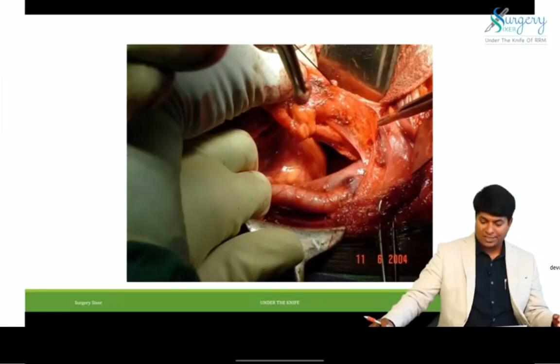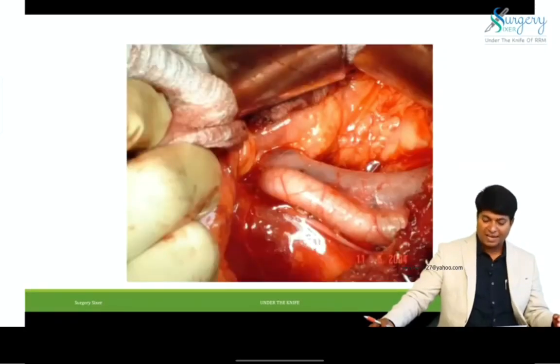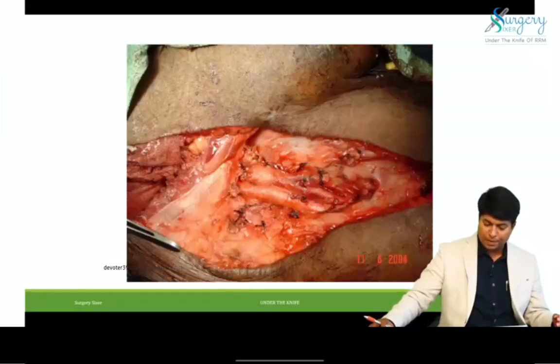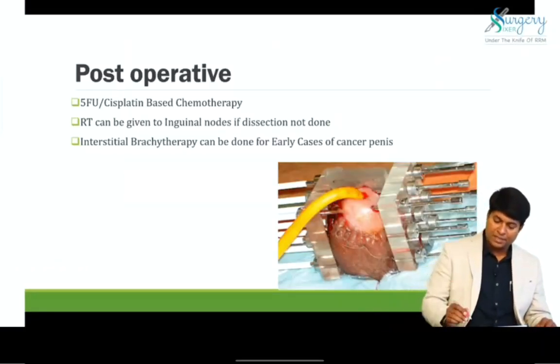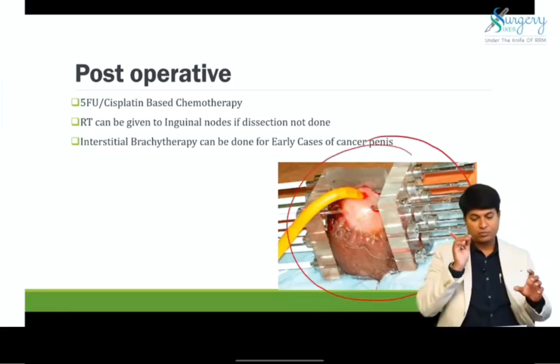So ilioinguinal block dissection operation going on. All the nodes in the inguinal region and iliac region are removed. And you can see the external iliac artery and external iliac vein exposed. We have to use the sartorius muscle to cover that artery and vein now. So that is closed and the incision is completed. This is the penis. You can see the picture of penis with brachytherapy going on. Penis full of needles, brachytherapy going on.